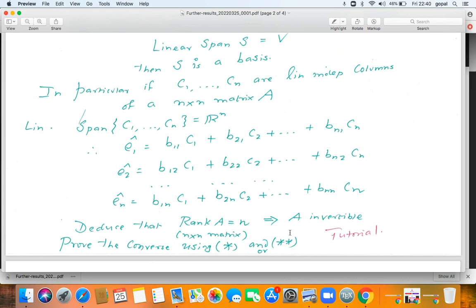Because it's a basis for Rn, its linear span is the whole of Rn. So e1 can be obtained from C1, C2, ..., Cn through some linear combination. e2 can be obtained from C1, C2, ..., Cn through some linear combination, etc. en is a linear combination of C1, C2, ..., Cn. Stare at this equation and you will immediately see that BA equals I. So A is invertible.